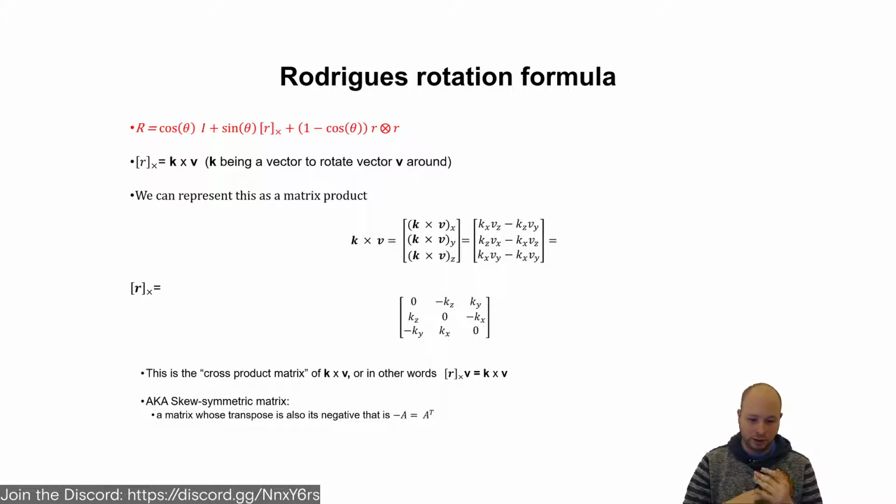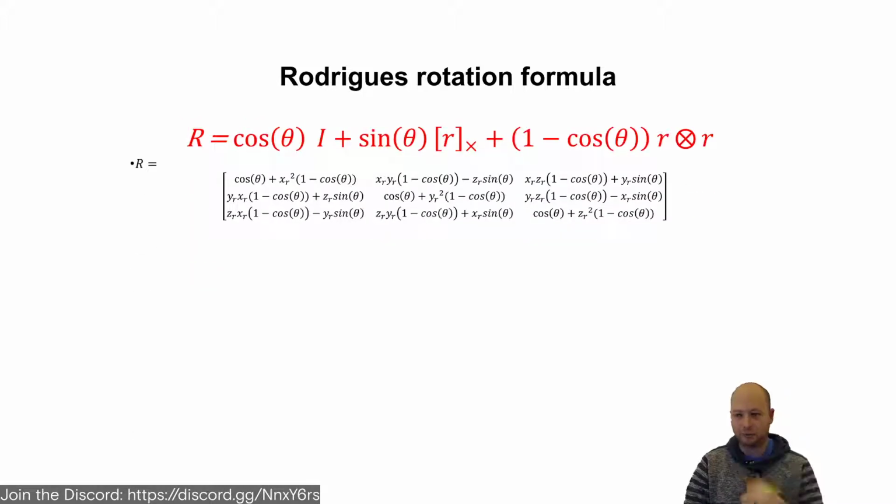And what's nice, if you look at it, it's a skew symmetric matrix, meaning that the transpose is also the negative, which is a kind of unique matrix. So if you multiply this by -1, you will get the transpose, which is pretty wacky, but also a very interesting property. So going back to the formula, let's break this down and look at it in components.